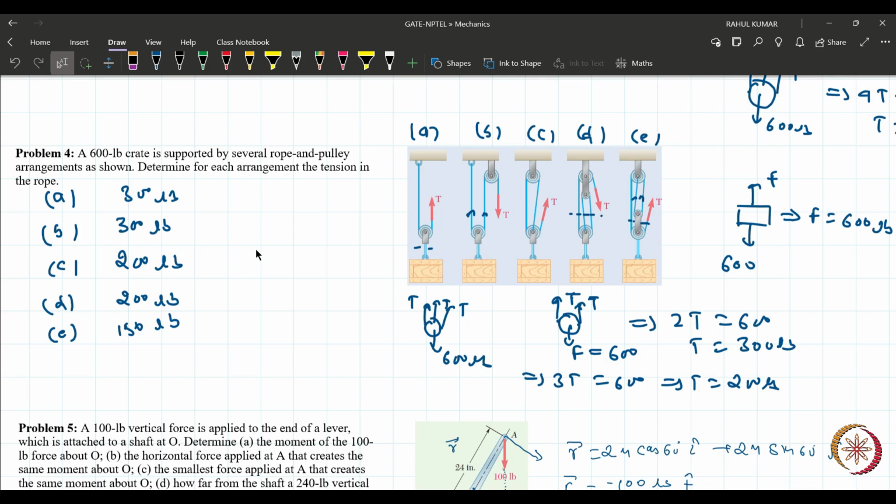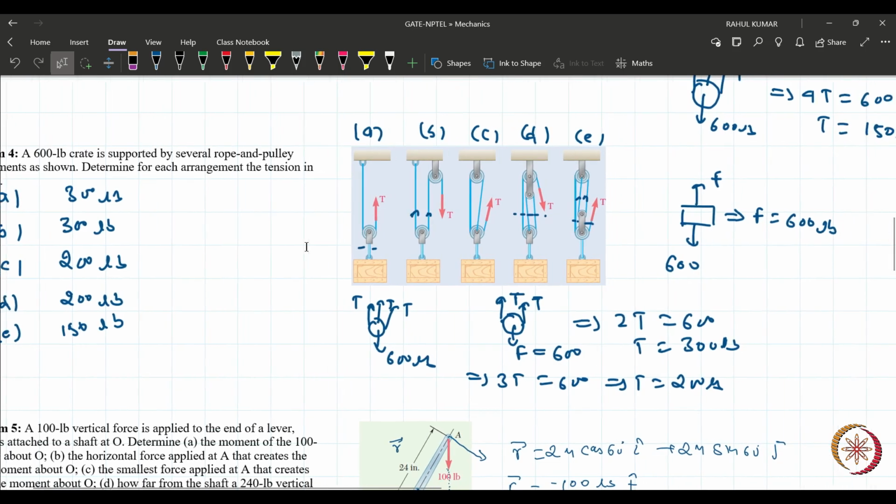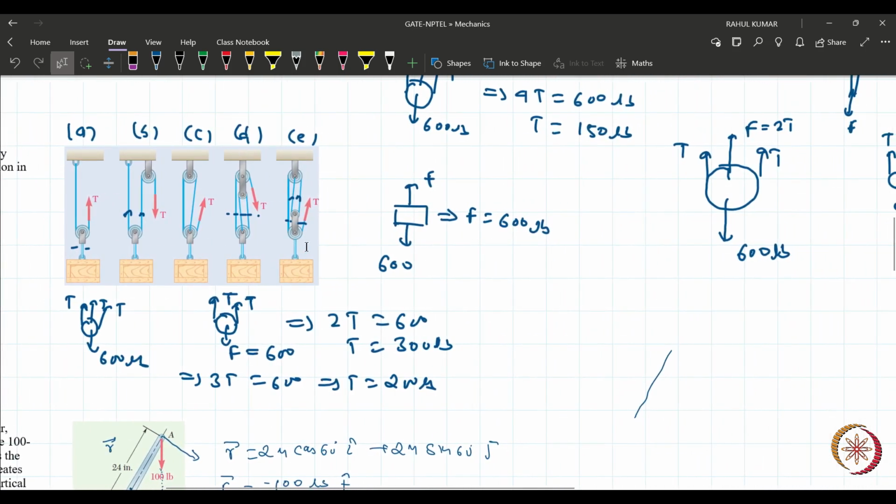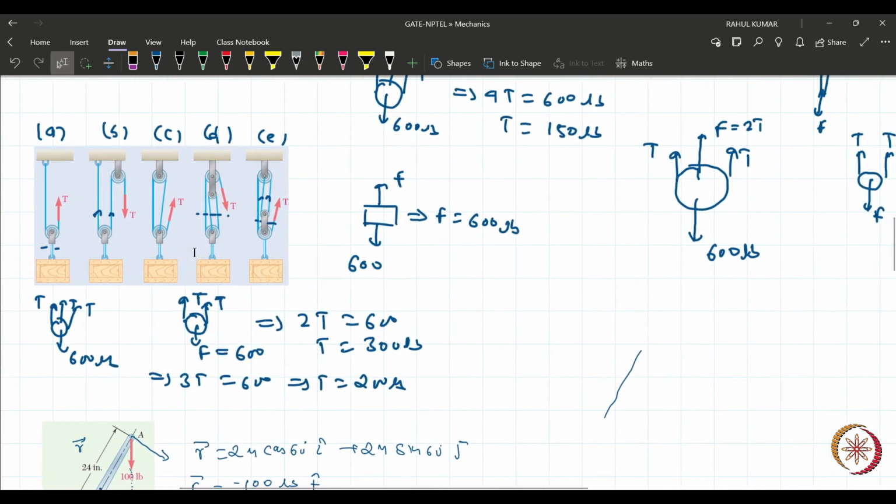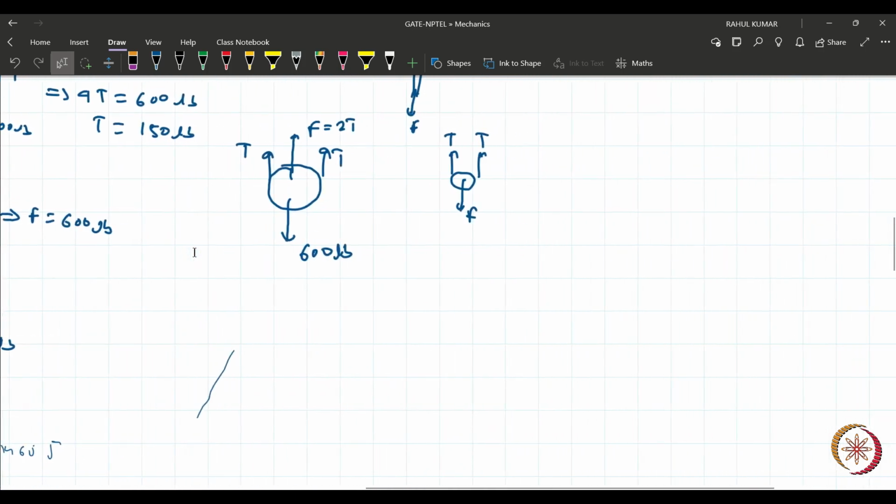Okay, sir. I have one question, sir, please. Is there any problem? Yeah, sir, I have one question. Ask. Sir, I don't know how to identify the direction of tension force. Okay, direction of tension. So what is the problem here? Sir, how to identify that?